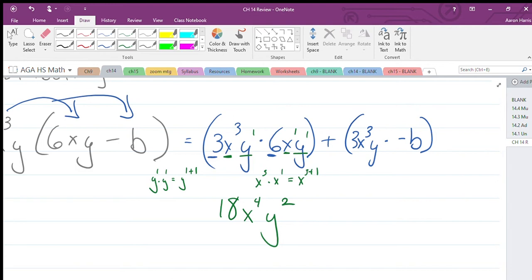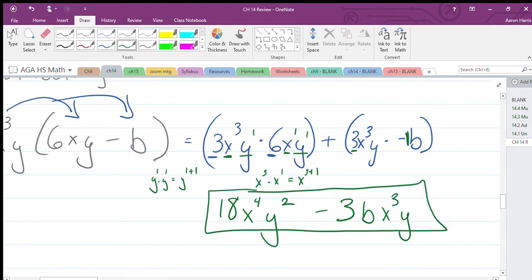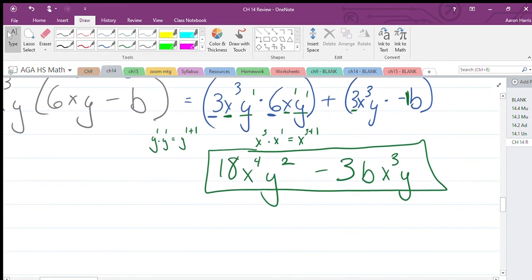Okay. Here comes the plus. But I know that this is a positive times a what? Negative 1. Correct. So 3 times negative 1 is negative 3. Now, x times a b, y times a b, we just write it out. Well, b would go first because we put it in alphabetical order, right? So b, x cubed, y. So my final answer is right there. 18x to the fourth, y squared, minus 3b x cubed, y.